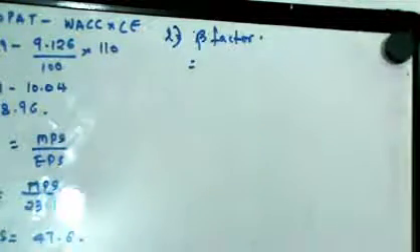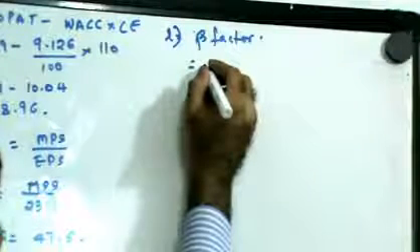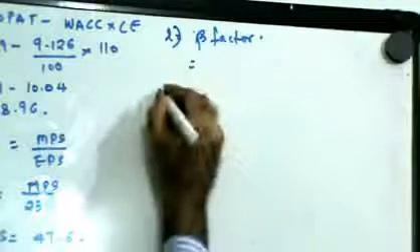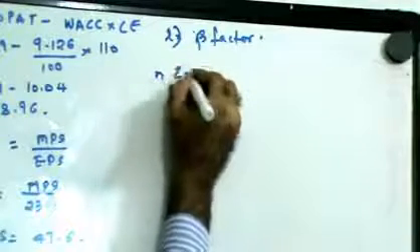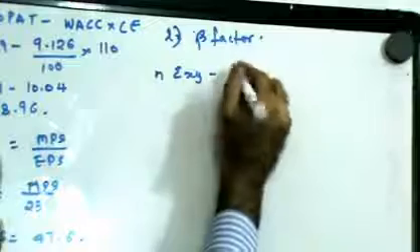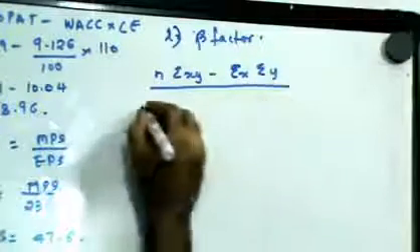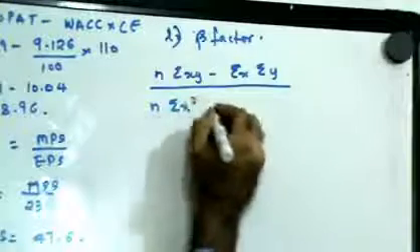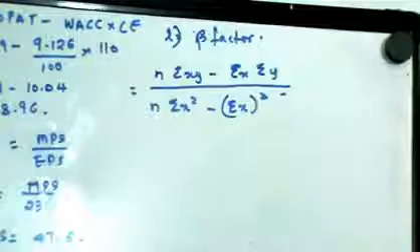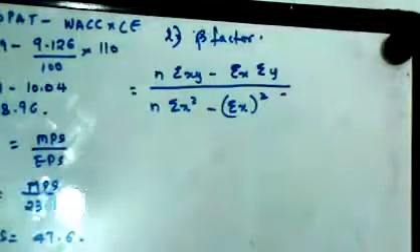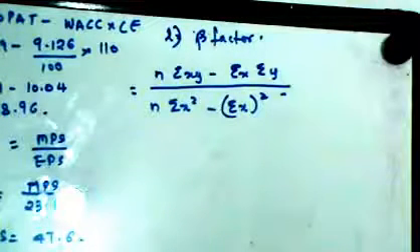There are different methods of getting beta factor. One is using the regression formula: n times sigma xy minus sigma x sigma y, upon n times sigma x square minus sigma x the whole square. That's the actual mathematical formula to find beta factor. That's how it was found on Sensex.